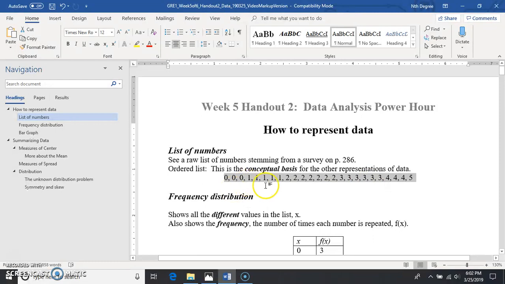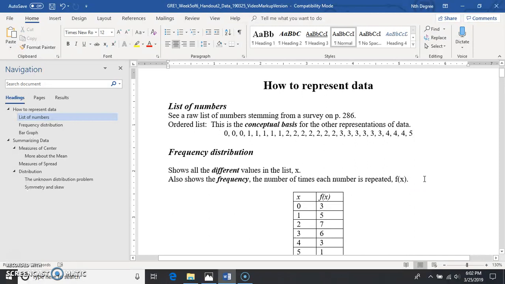The list of numbers 0, 1, 2, 3, 4, and 5 is much different from the list 0, 0, 0, 1, 1, 1, 1, 1, etc. The repetitions matter quite a lot. Okay, so that is obviously the first way to represent data. You can just write out a long list of numbers in order.